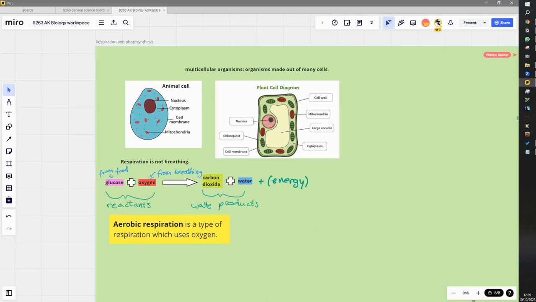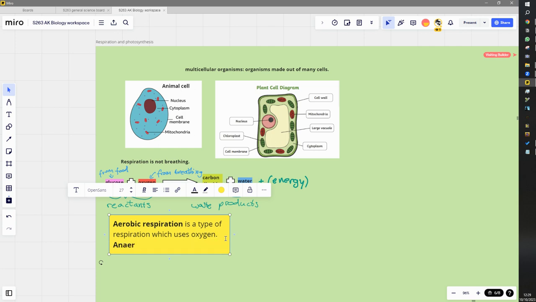So aerobic respiration is a type of respiration which uses oxygen, and so anaerobic respiration does not use oxygen. So what would that reaction look like? Let's have a look. So anaerobic respiration. There are a couple of different types of anaerobic respiration. I want to get a simple diagram that's not A-level biology.